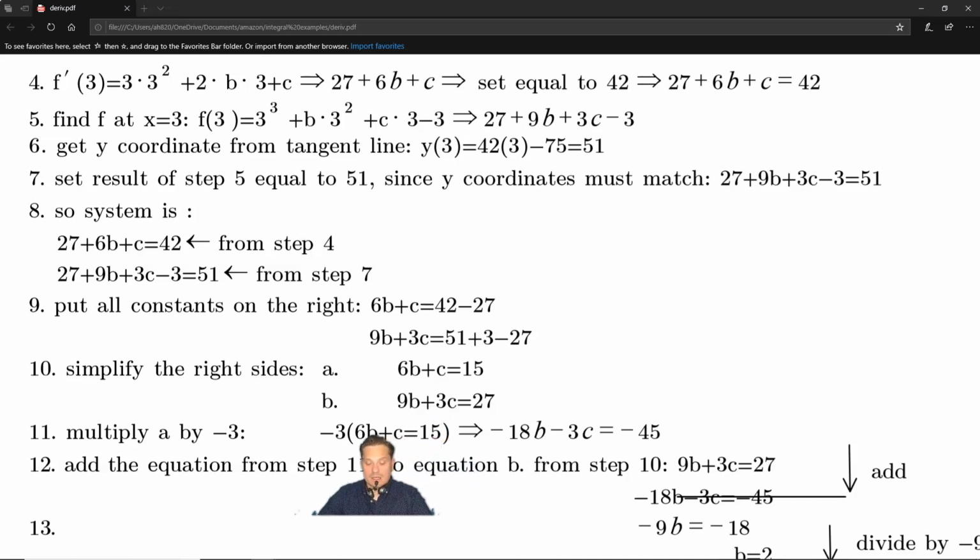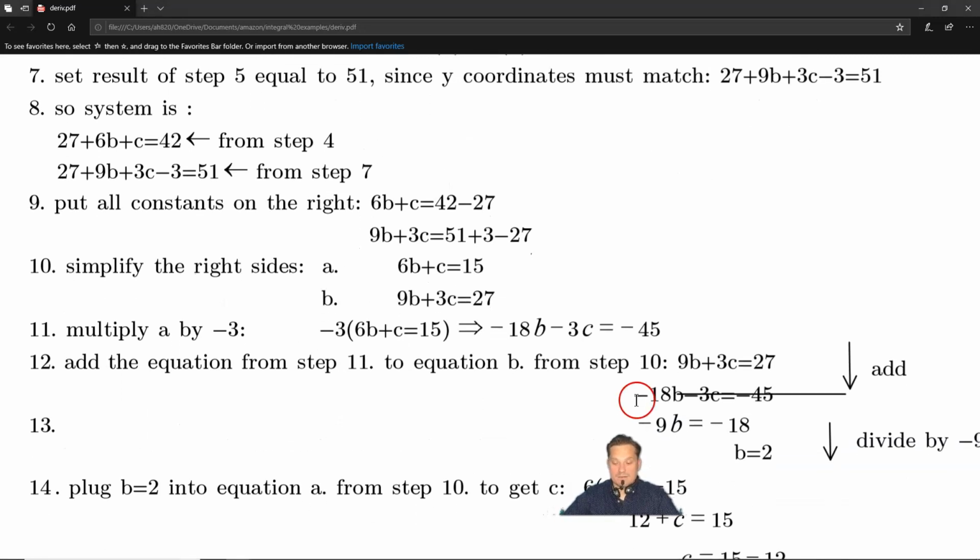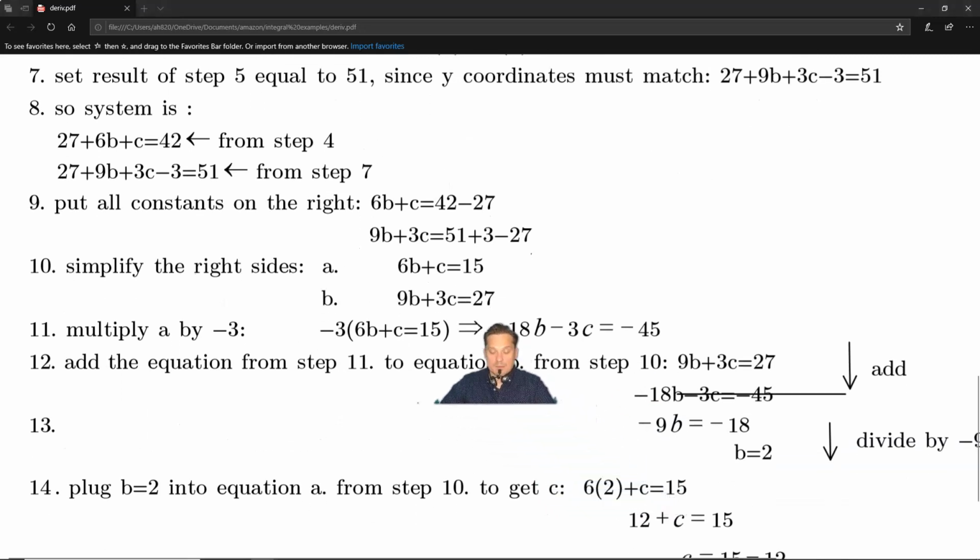So I'm going to have negative 3 multiplying 6b plus c equals 15. When I do that, I distribute the negative 3. It's going to be negative 18b minus 3c equals negative 45. Good. Now with that in place, I'm going to add my equations. Specifically, I'm going to take 6b plus c equals 15 in its modified form, negative 18b minus 3c equals negative 45, and add that to 9b plus 3c equals 27.